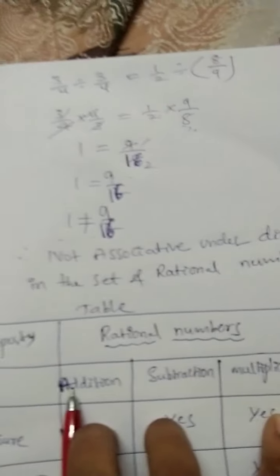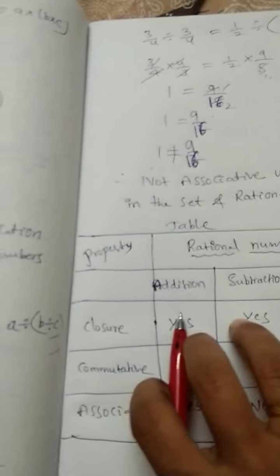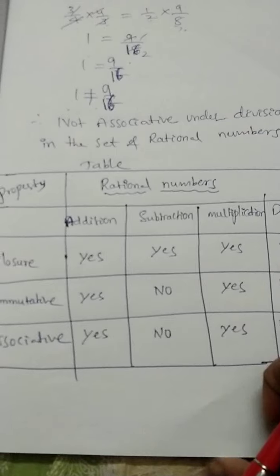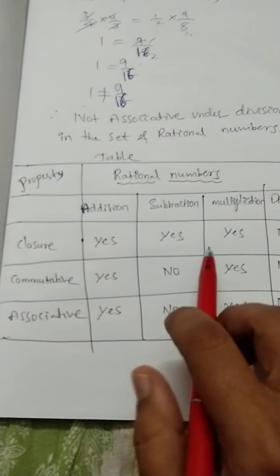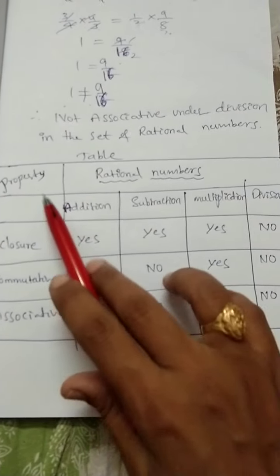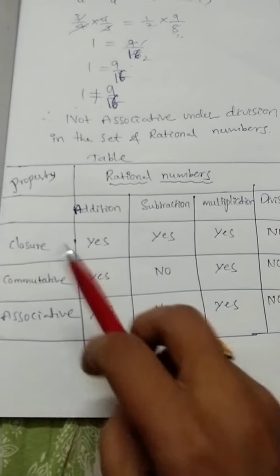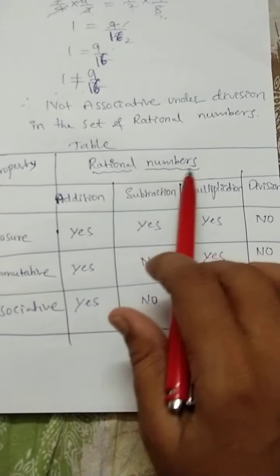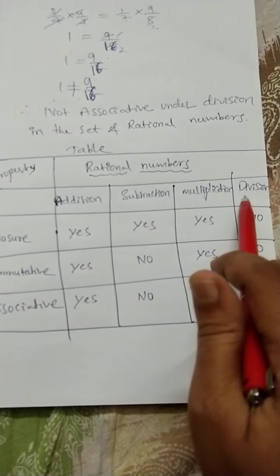Okay, these are the 4 operations for the associative property. Completed with examples, why it is satisfied, why it is not satisfied. So all this explanation I wrote in tabular form, very simple. See, properties: closure, commutative, associative; set of rational numbers: addition, subtraction, multiplication, division.